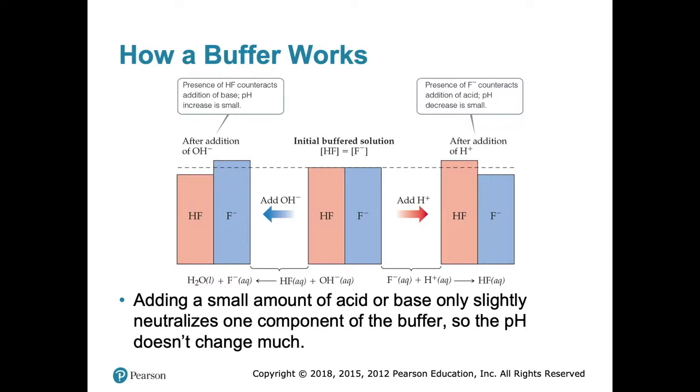Does that make sense? So basically, what a buffer does is that it has free conjugate base floating around, and when you add an acid, it will grab those protons from that acid so that they don't stay in solution, making your acidity go up. Does that make sense? And the same thing can happen in the other direction too. It can get more basic as well.